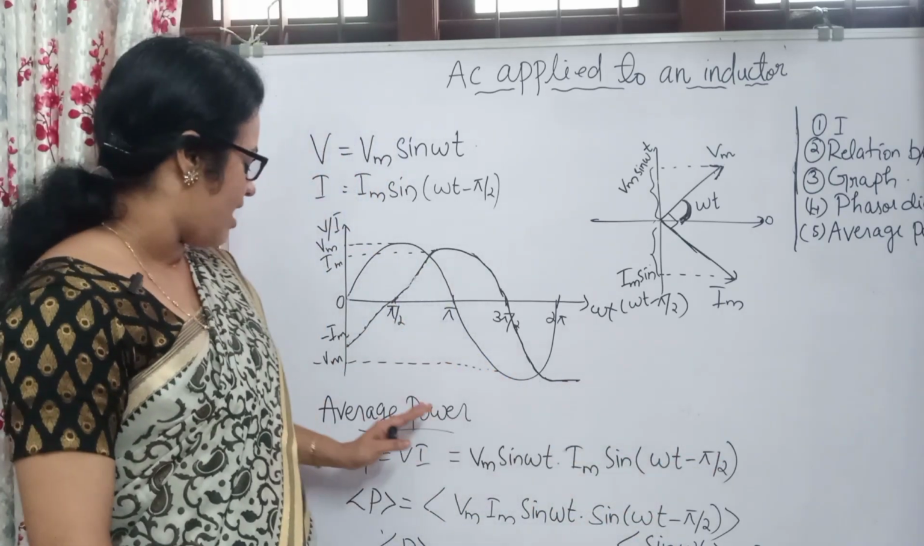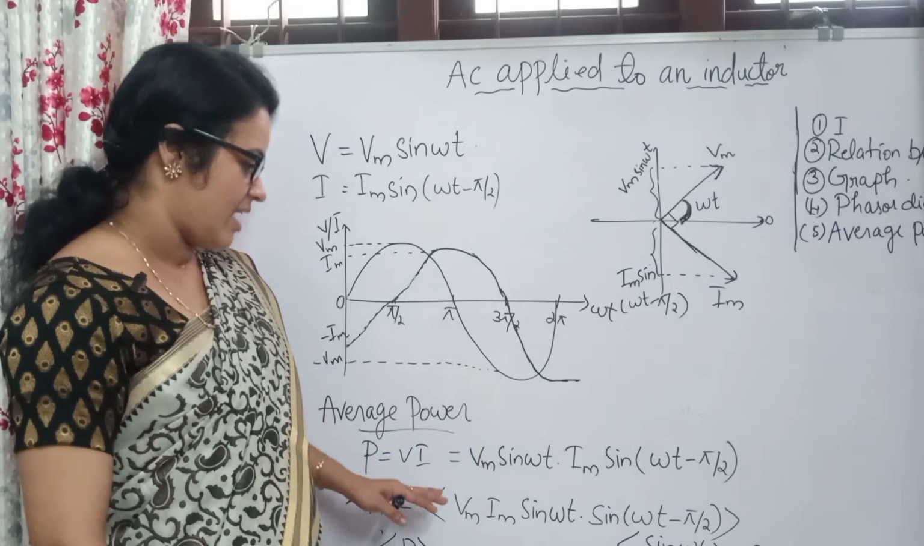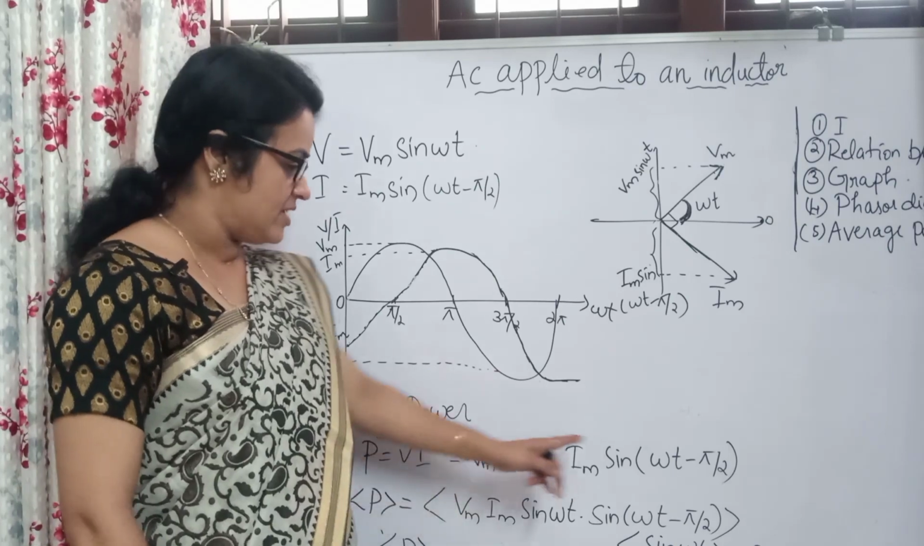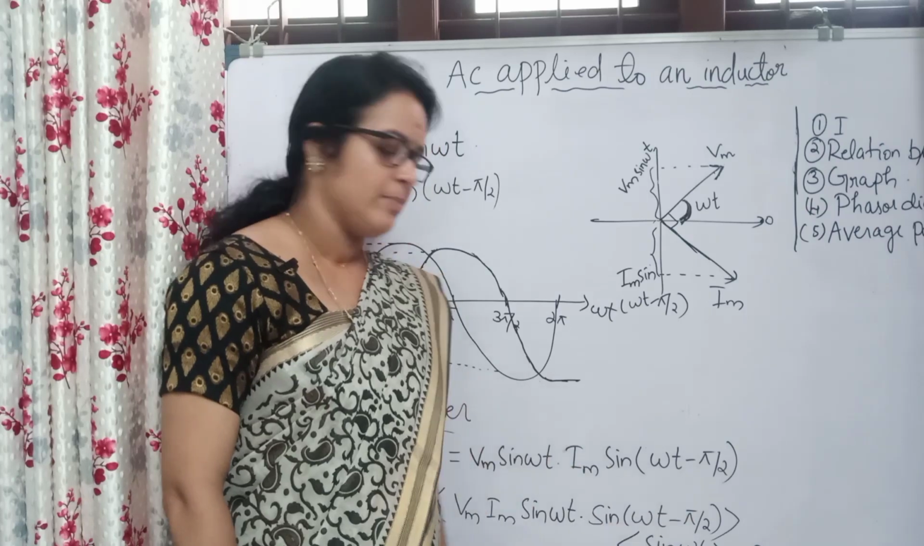So here we have to take the average value. So what about the average value? Average power can be found by taking the average of this. So the average of Vm Im sin omega t into sin omega t minus pi by 2.